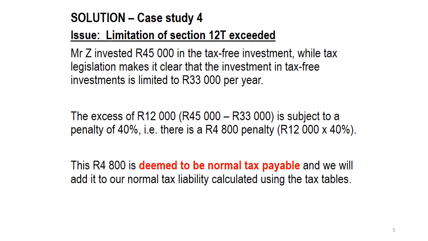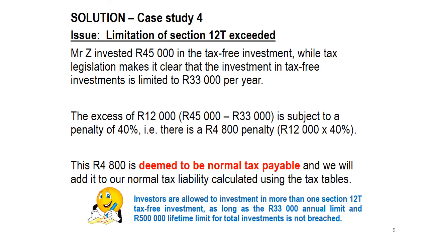Now remember, a penalty is not supposed to be nice. It is not supposed to make the taxpayer happy. It's supposed to make the taxpayer sad. So he's going to pay a penalty of 40% on the 12,000 Rand, which is a penalty of 4,800 Rand. And that 4,800 Rand is deemed to be normal tax payable. In other words, that's tax he has to pay over to SARS.